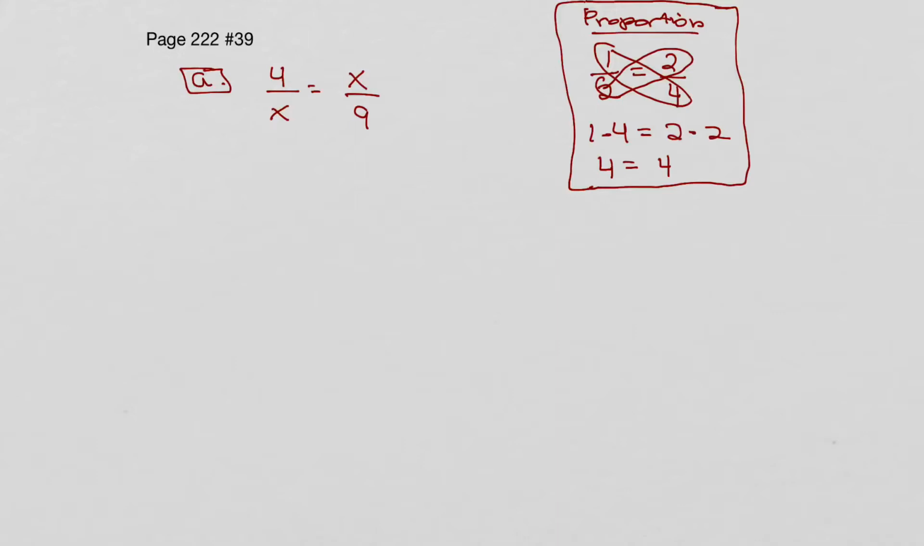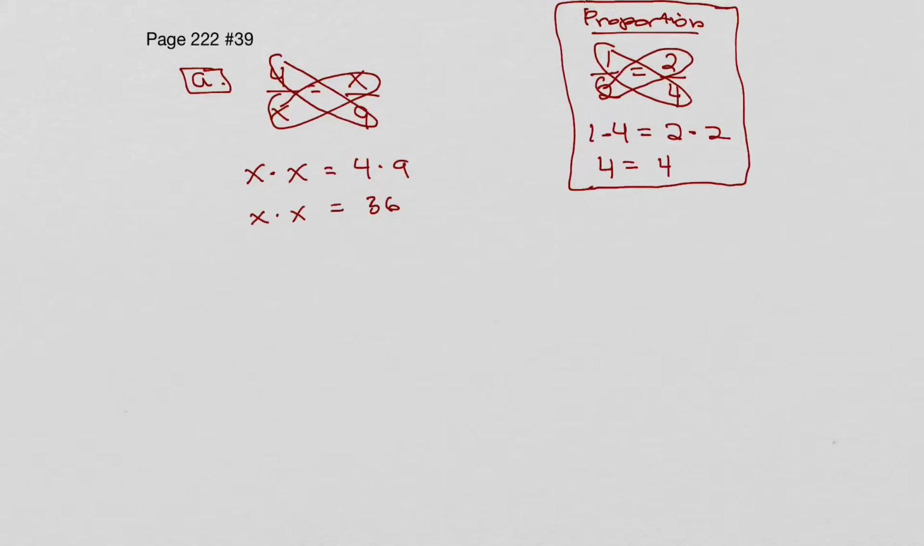If we look at our fraction here, 4 over x equals x over 9, we're going to look at the cross products, 4 times 9 and x times x. So I'll write x times x is equal to 4 times 9. Well, 4 times 9 is 36. So x times x. Well, x and x are both variables. They represent a number. In this case, they represent the same number because we're using the same variable.